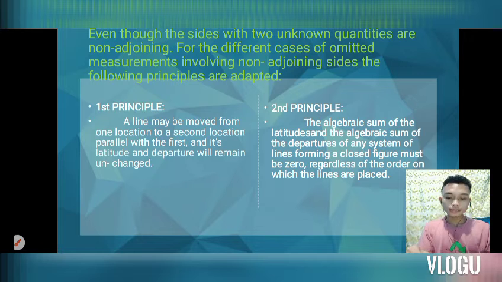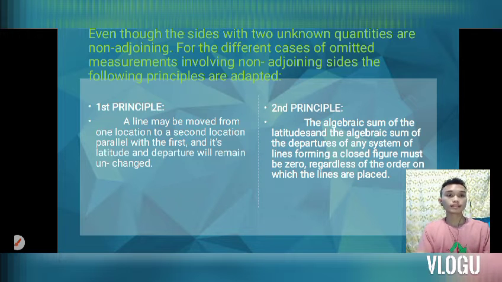So, it says in principle number 1 that we need to locate our line to a second location. So meaning, if our diagram has a broken line, we need to connect it to the other side, which is the second location, parallel to the first.